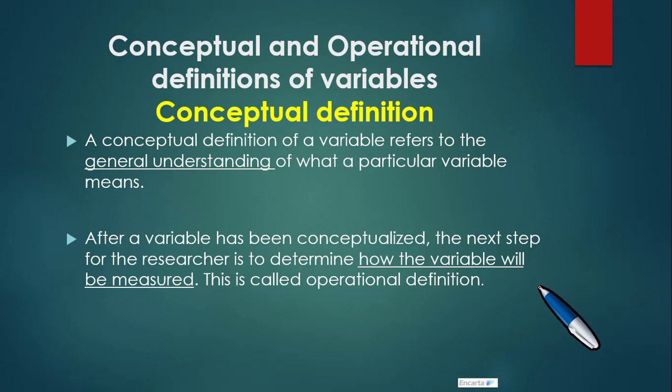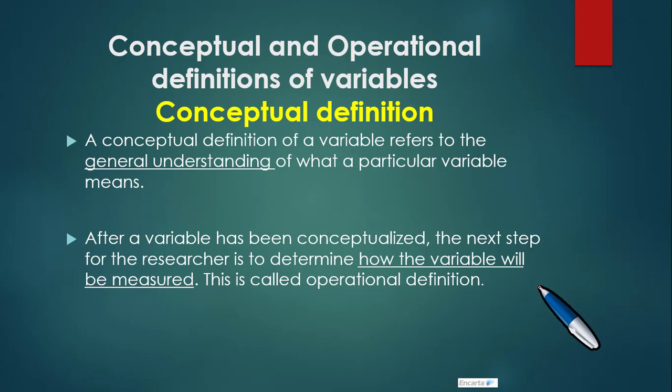Then, after a variable has been conceptualized, that is, given a conceptual definition, the next step for the researcher is to determine how the variable will be measured, and this is what we call operational definition. For instance, let's assume we are trying to study the influence of gender on student academic achievement. We can define academic achievement as the extent to which the students have learned what they were taught in a particular subject.